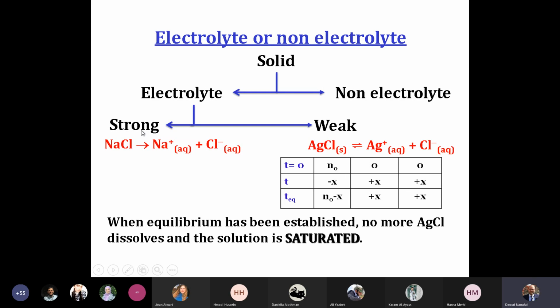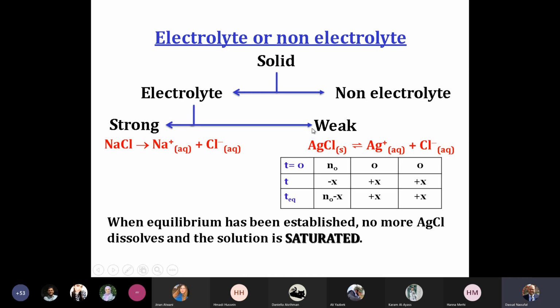In the case of the strong electrolyte, if you have a certain amount of sodium chloride dissolved in a certain volume of water, we cannot ask, or we did not ask, what is the solubility of NaCl in this solution, since NaCl is completely soluble.